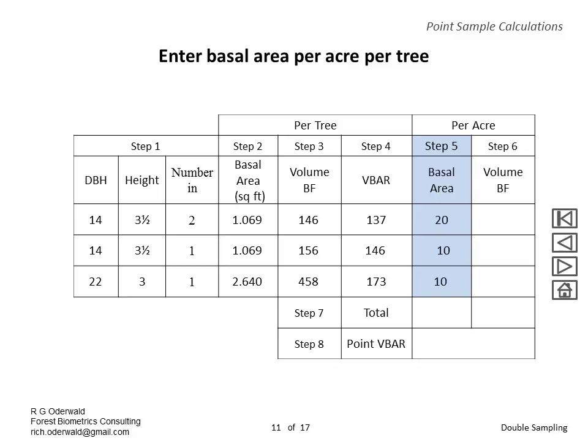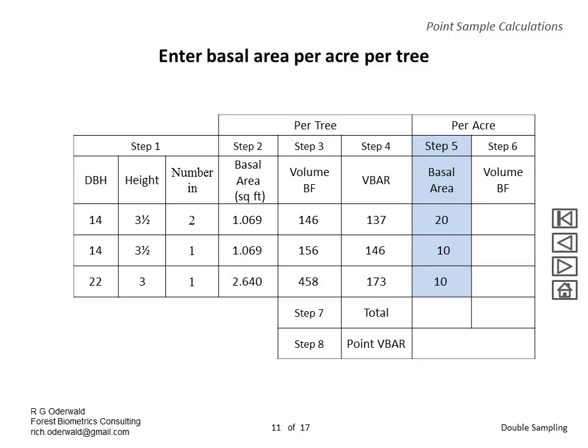Step 5. Enter basal area per acre for each tree. This is easy because there are no calculations. Each tree represents 1 BAF's worth of basal area per acre, regardless of DBH, height, or species. For this sample, the BAF was 10, so each tree represents 10 square feet of basal area per acre.